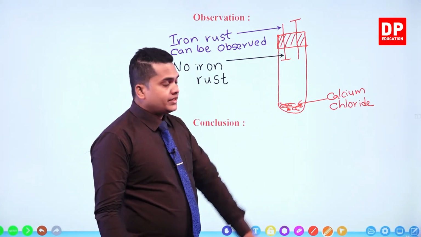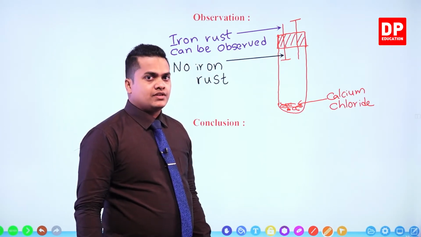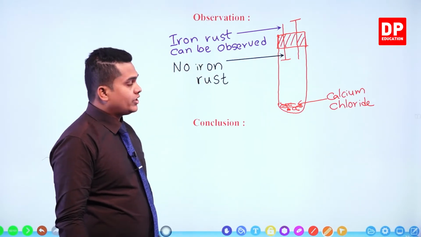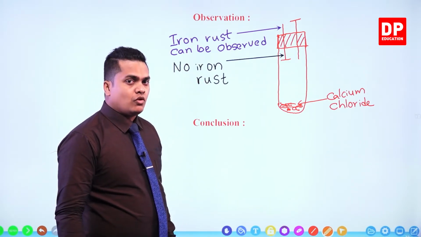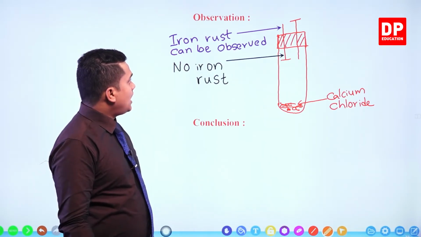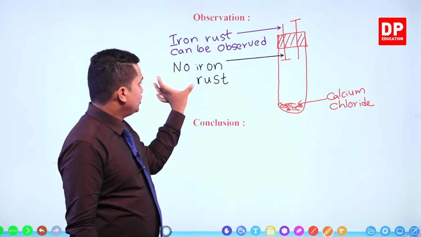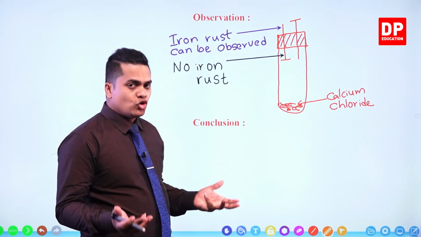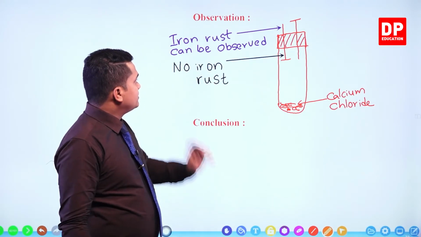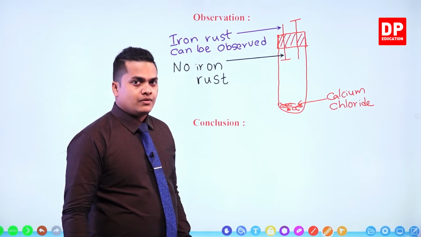But the top part is being exposed to the atmosphere. Atmosphere contains water vapor. So the top part is going to receive moisture or water vapor very well. So within that part, we can observe iron rust. Okay. So in the below part, no iron rust because there is no water vapor or moisture. In the top part, you can observe iron rust because there is water vapor or moisture.